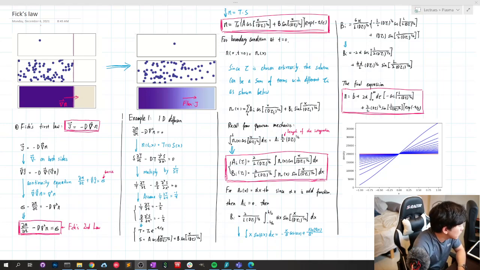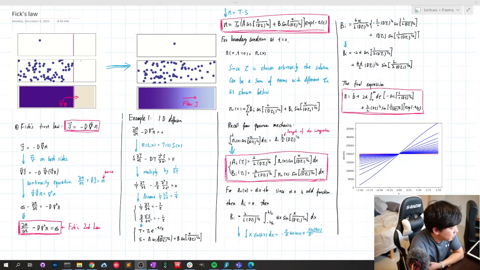Let's talk about Fick's law. Fick's law is pretty much a law of diffusion. For instance, to illustrate it, we have particles on the left-hand side. On the left-hand side is the initial condition: there are a lot of particles on the left-hand side, no particles on the right. Therefore, we have a density gradient across the barrier, the purple line.